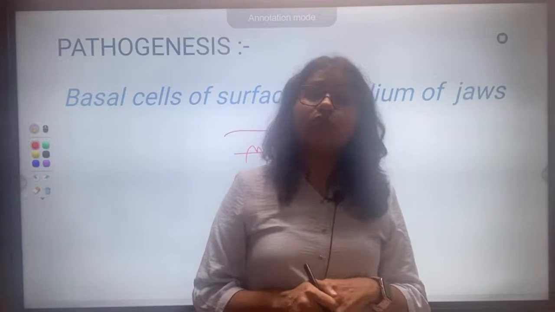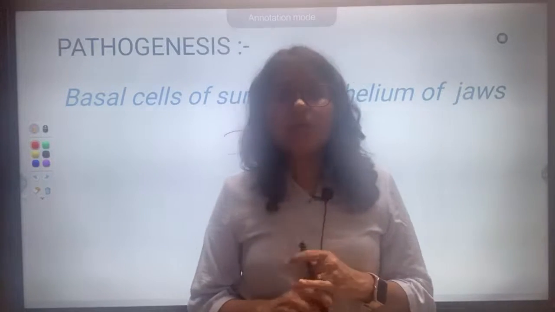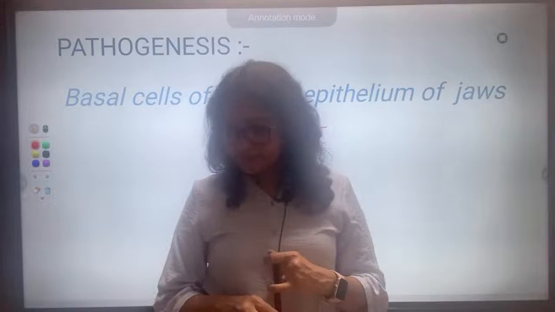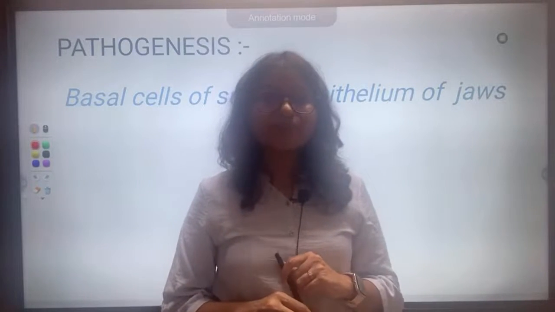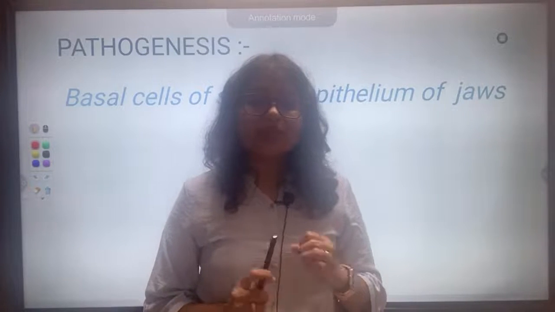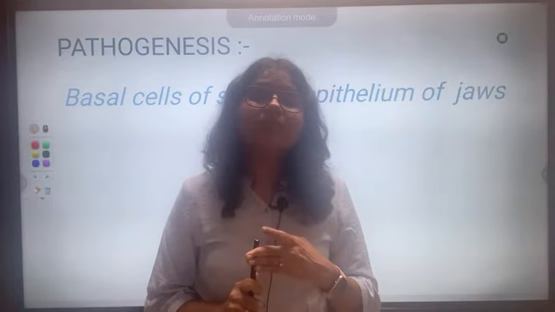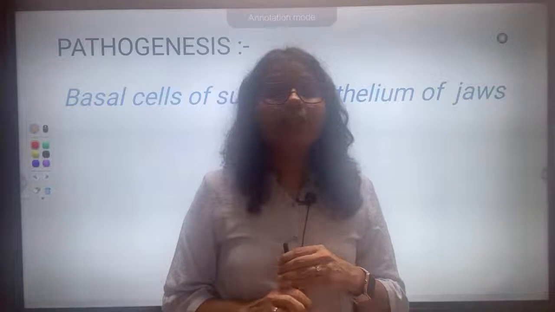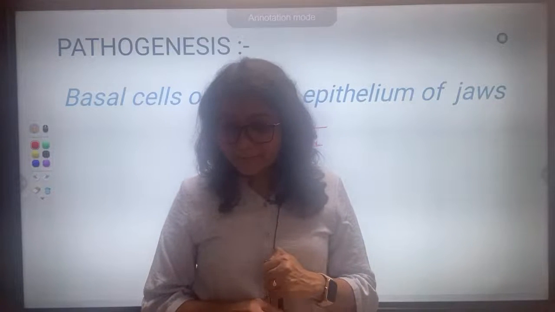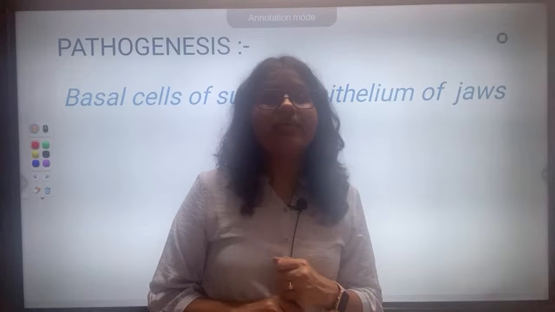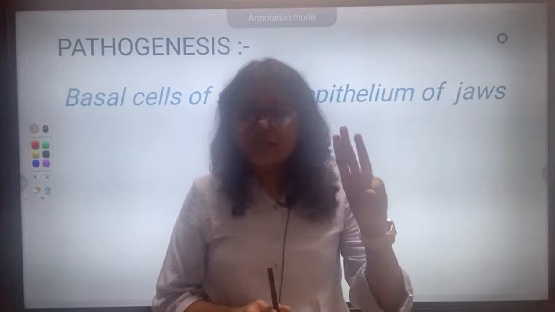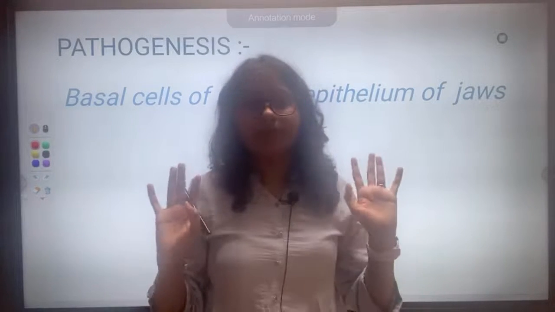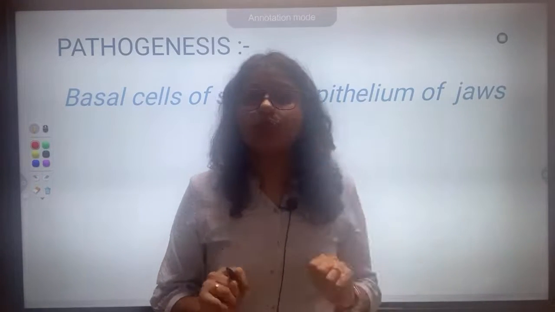Third one, the third tissue of origin. The third tissue of origin was some kind of disturbance in the enamel organ. Okay, so some kind of disturbance in the enamel organ, that is the third. And what is the fourth? Fourth is basal cells of the epithelium. That's it. So 4 tissues of origin we have seen.